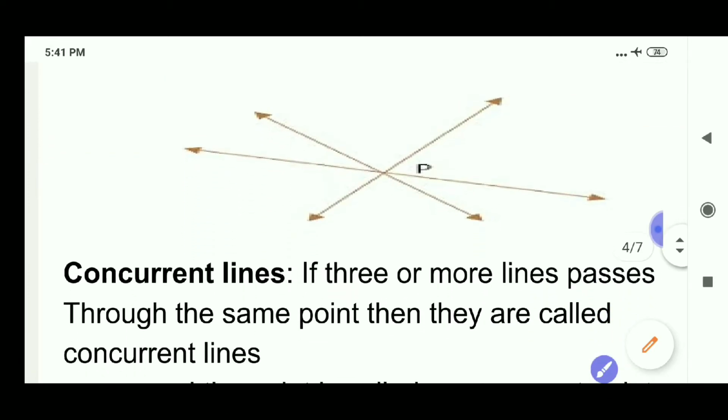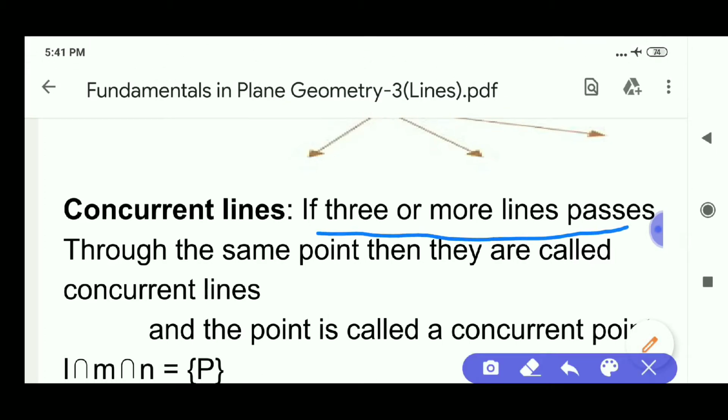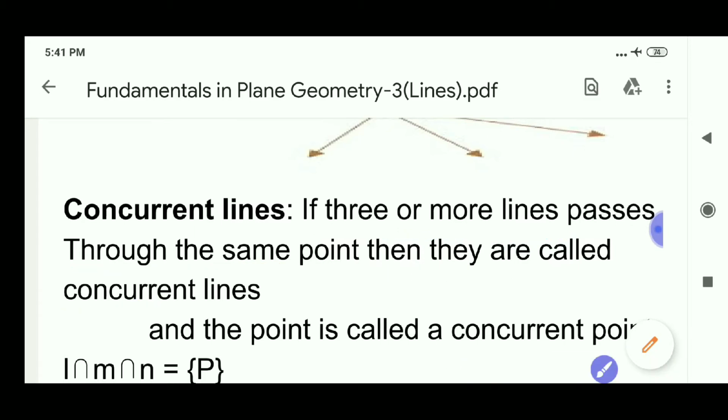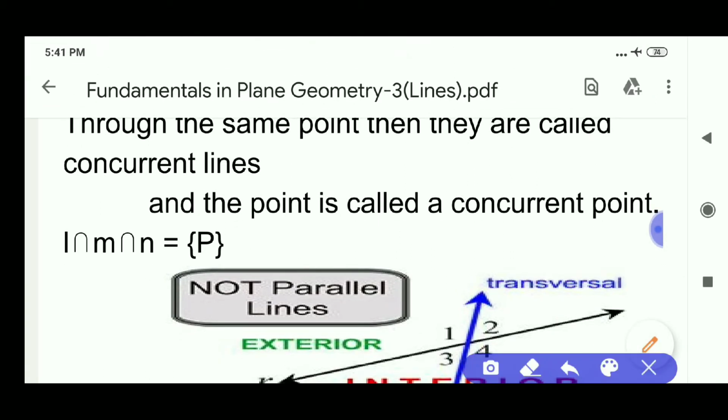Now we learn concurrent lines. If three or more lines pass through the same point, then they are called concurrent lines and the point is called the concurrent point. Suppose L, M, N meet at P, then if they are concurrent, L intersection M intersection N is equal to the set {P}.